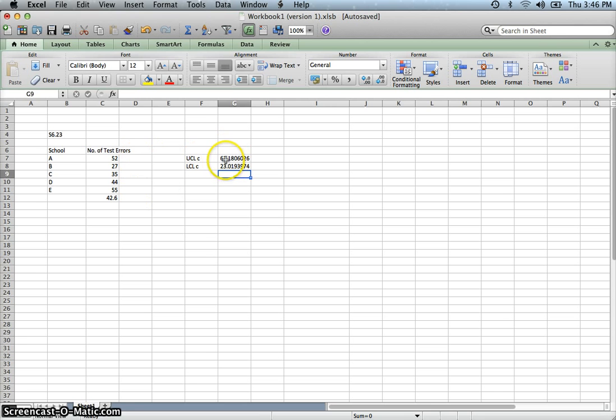The formulas will be given to you on the formula sheet. So once again, the formula is the average count plus 3 times the square root of the average count. That's your upper control limit, and you just subtract that, the average count minus 3 times the square root of the average count. And that's all there is to a C chart.